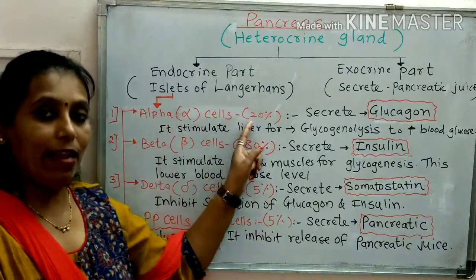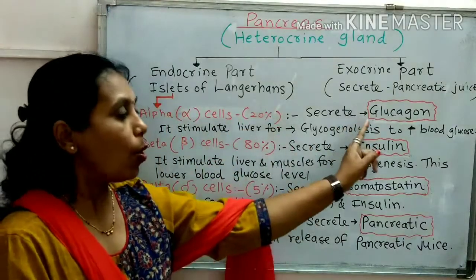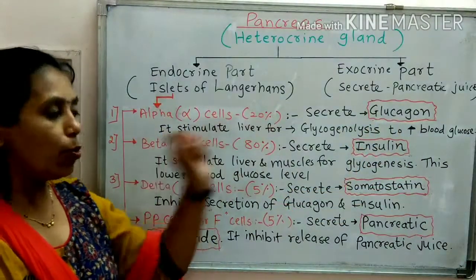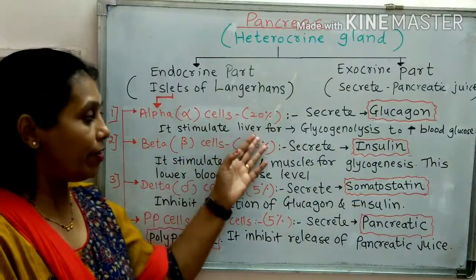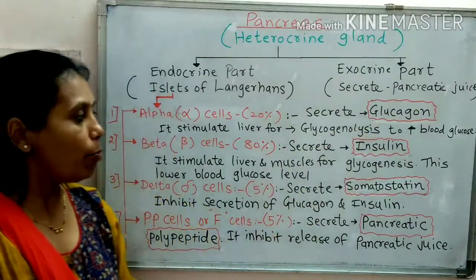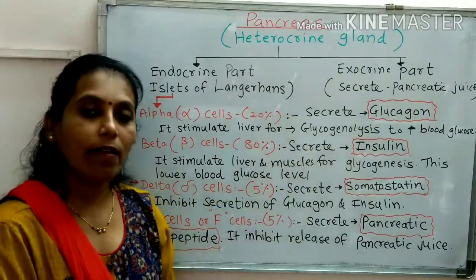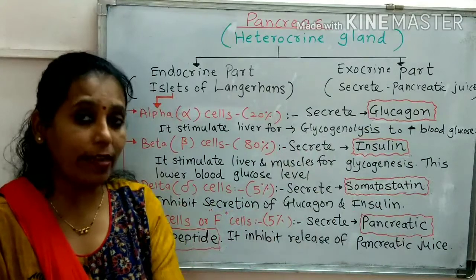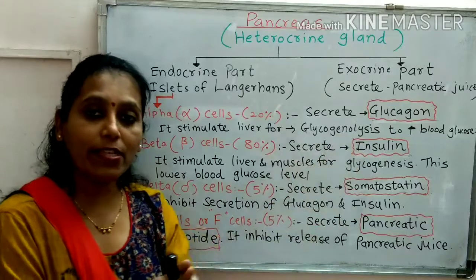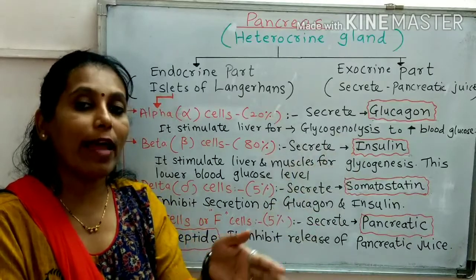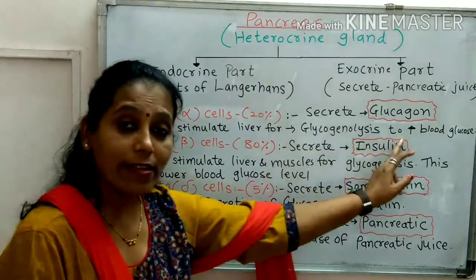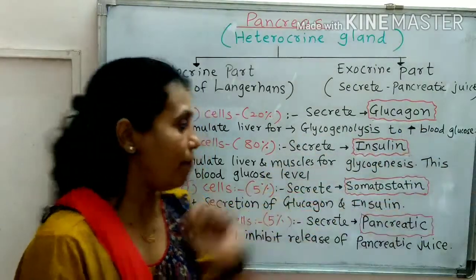Alpha cells secrete one hormone called glucagon. What is the function of glucagon? Glucagon stimulates the liver for glycogenolysis. Now what do you mean by glycogenolysis? Glycogen is the stored form of glucose, and lysis means to break. To break glycogen so that it converts into glucose. So it increases the blood glucose level.